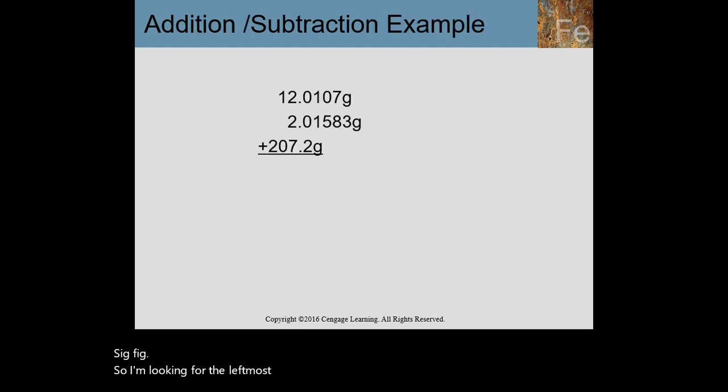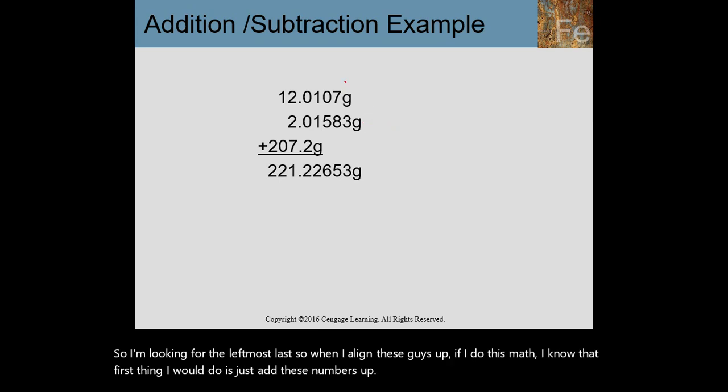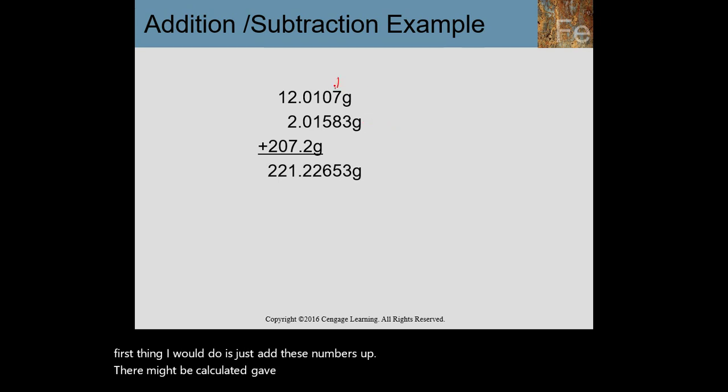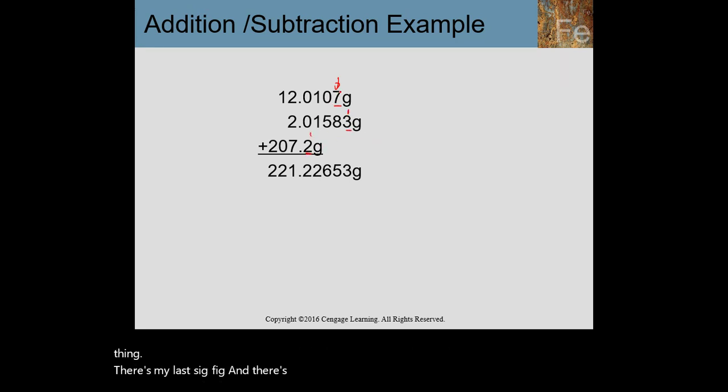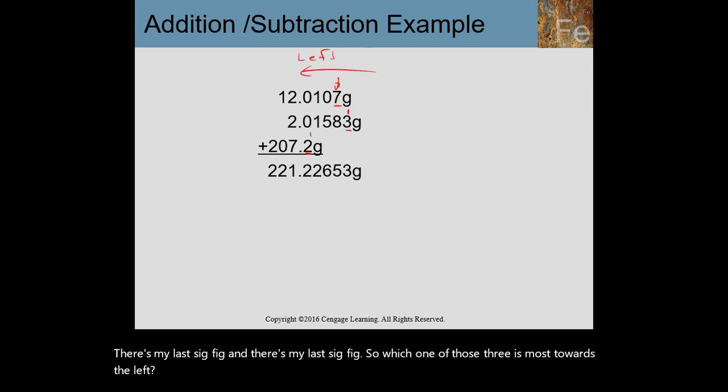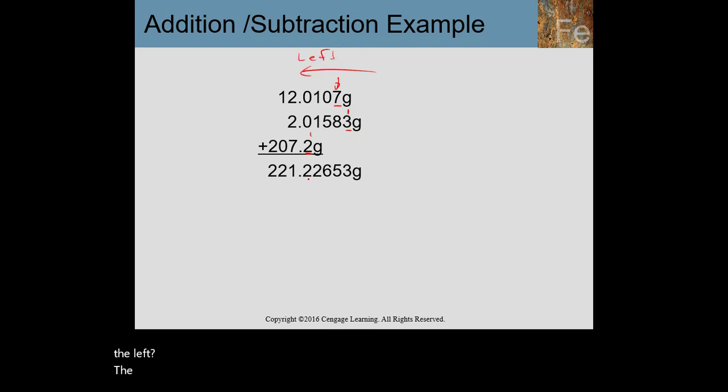So when I line these up and do this math, the first thing I would do is just add these numbers up. There's what the calculator gave me. Then I would look at where the last sig fig is. There's my last sig fig. There's my last sig fig. And there's my last sig fig. So which one of those 3 is most towards the left? Well, the one that's most towards the left is the 2. So I now need to round this to that location.